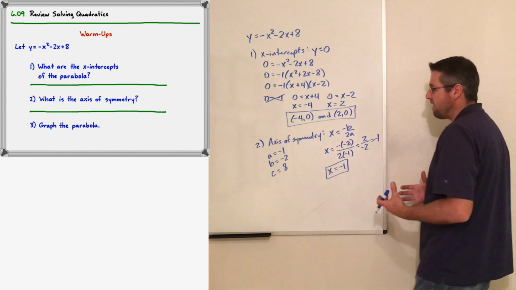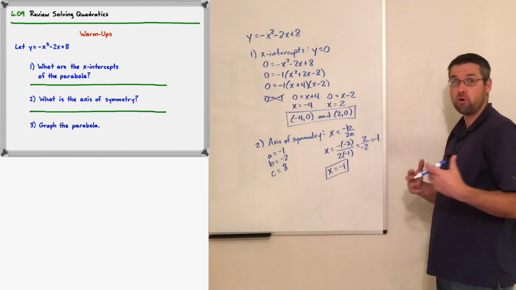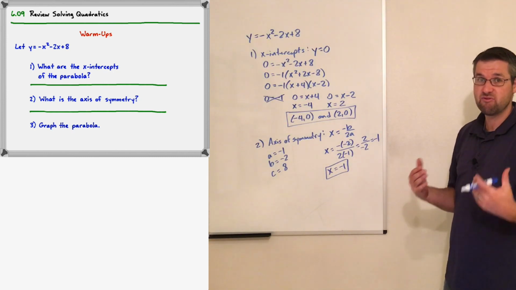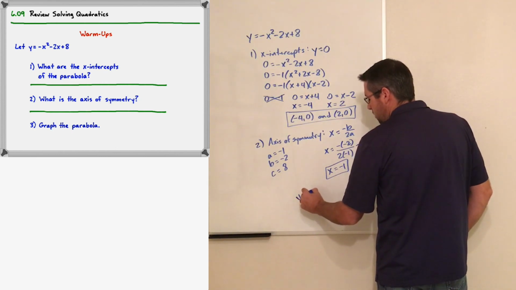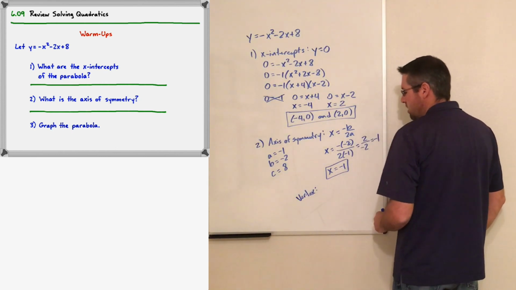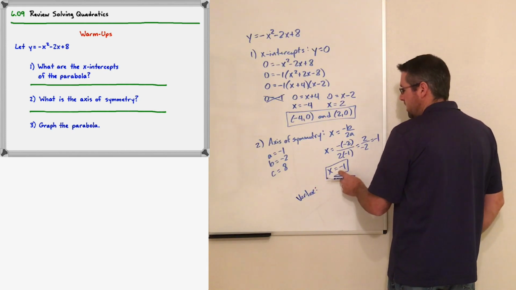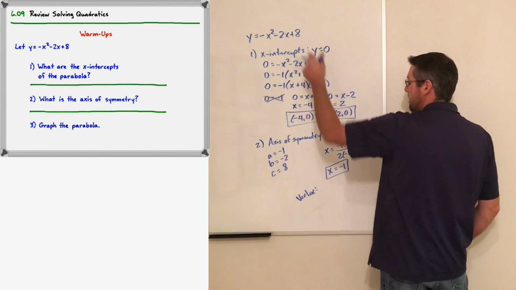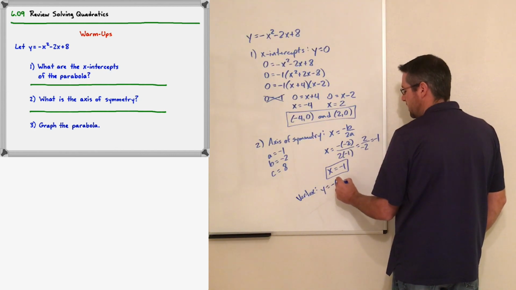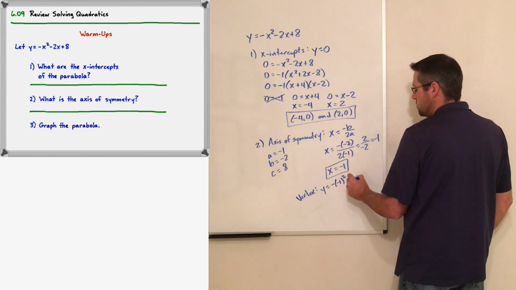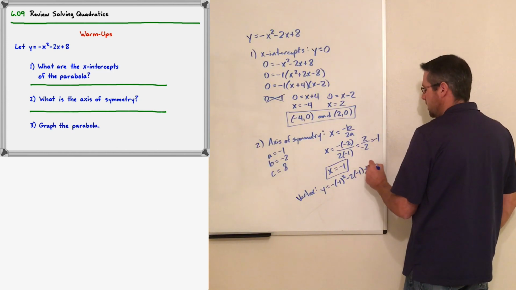But in order to graph it, the most important point of a parabola is the vertex. So I'm going to go ahead and find the vertex now. Even though it wasn't asked for, I'm going to have to do that anyways. Remember, to find the vertex, we have to plug in our axis of symmetry back into that equation. So that's going to say y equals negative 1 squared minus 2 times negative 1 plus 8.